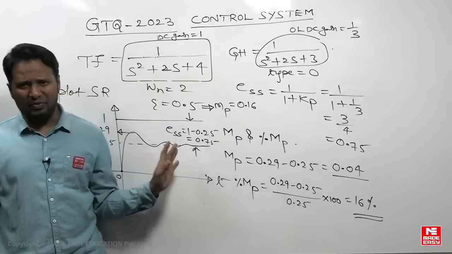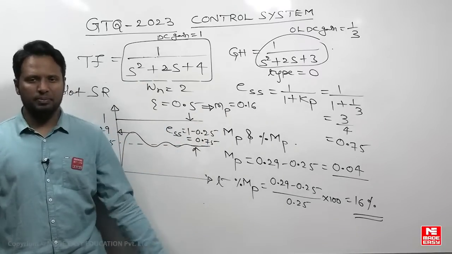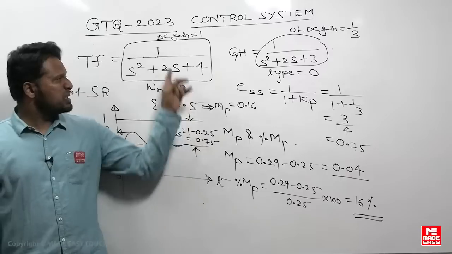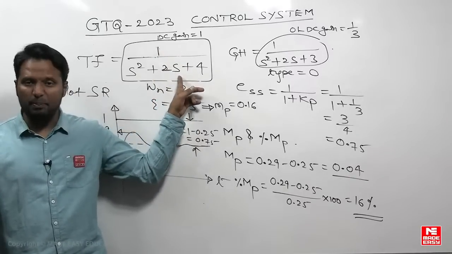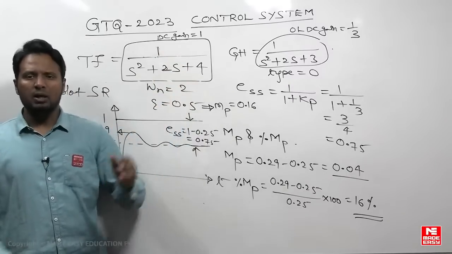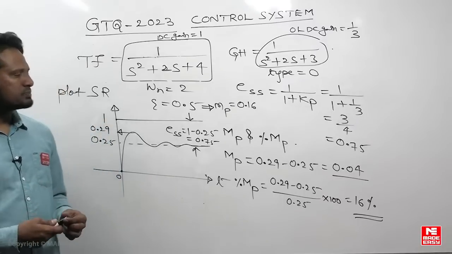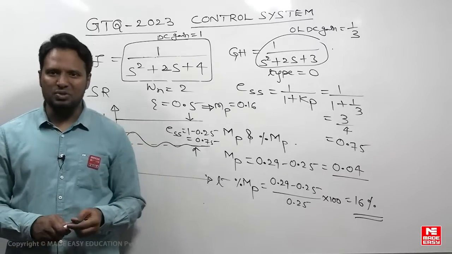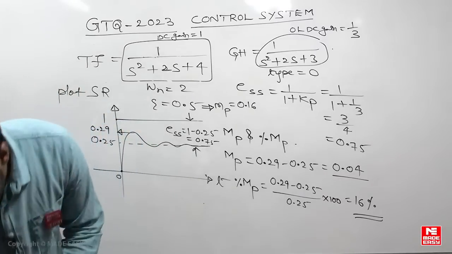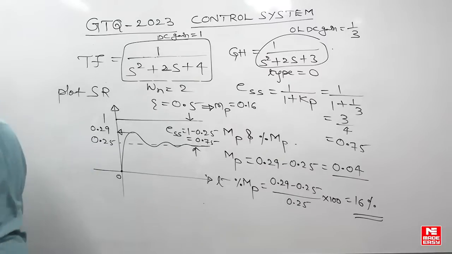So, 0.75. Graphically, dekh lo, mathematically, dekh lo, kuch bhi kare aap. So, iska bhi na, later, you try to find MP and percentage MP mathematically. Formula se to aap kar sakte ho na. Formula se to karoge aap. Maine graphically samjhane ki koshish ki. Yeah, hope you got this.